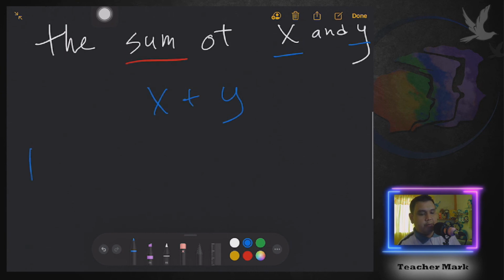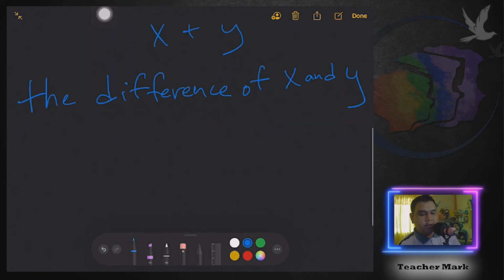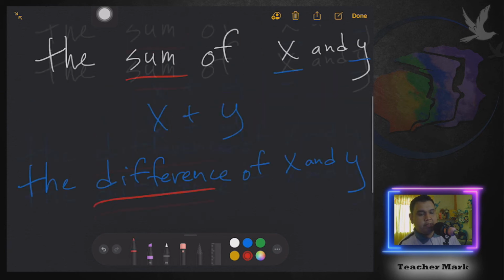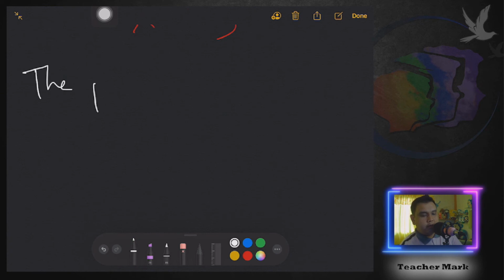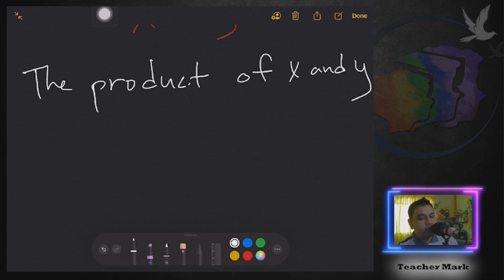So if you're going to change the term, the difference of x and y is written as, what do you mean by difference again? It is when we subtract. The answer you call when we subtract. So that is written as x minus y. How about the product? The product of x and y. So the product of x and y is written as x times y, or simply xy, with no space in between. X times y is basically written as xy.